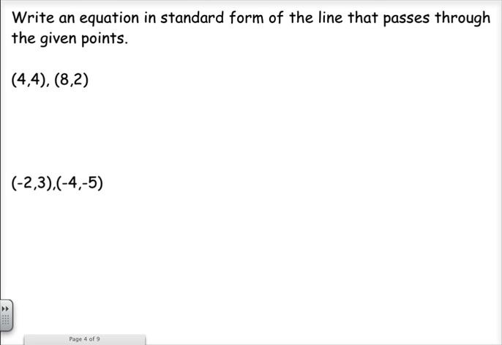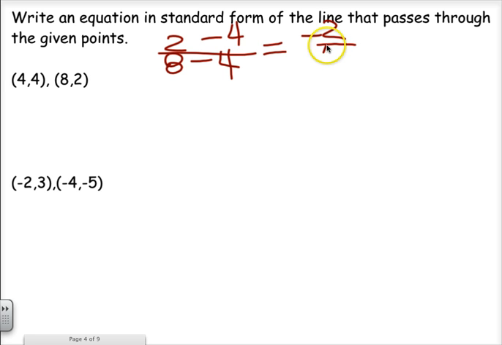So another one here, I'm going to go ahead and figure out the slope of this quickly. 2 minus 4 over 8 minus 4. So that's going to be negative 2 over 4. So the slope is going to be negative 1/2. So now I'm just going to go ahead and plug in one point and pull the point slope form.